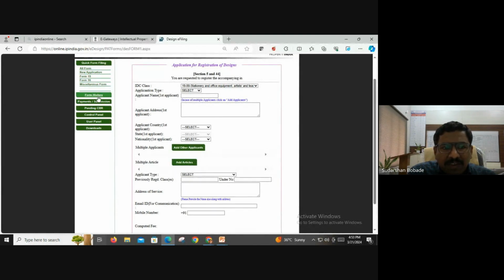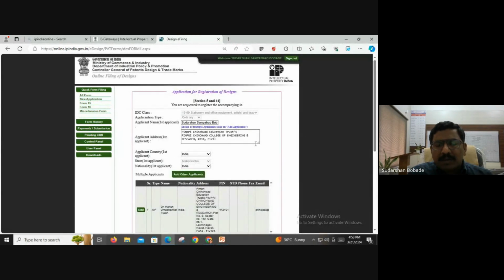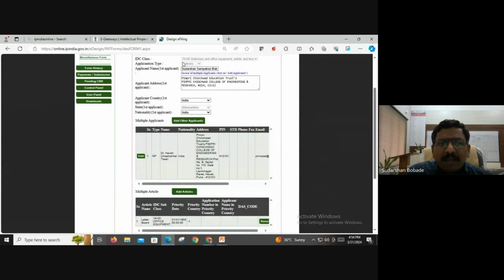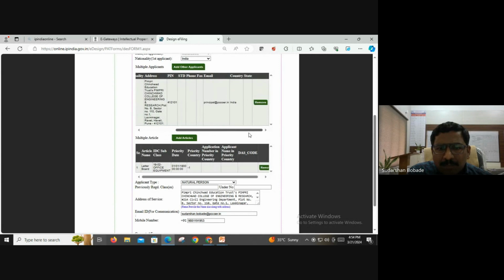Without wasting time, I have already filled this particular form, so I will show you the drafted one. Now I will go with the edit option. Try to understand: I have selected the IDC class as 19, application type as ordinary, applicant name, applicant address. This is the common thing. Next, I have added another applicant. I have added the principal's name over here.